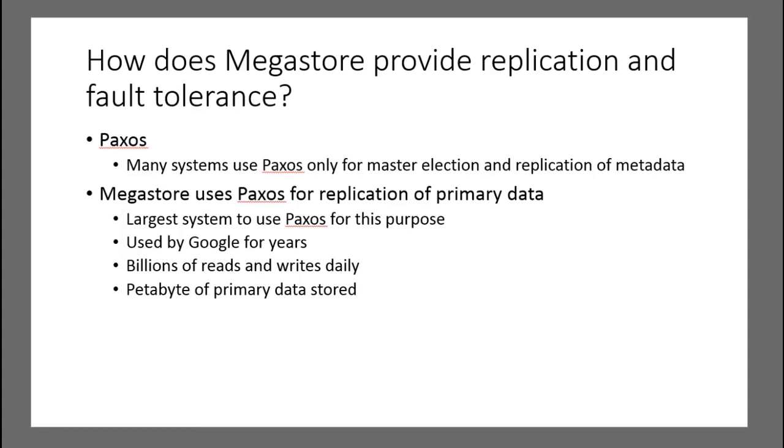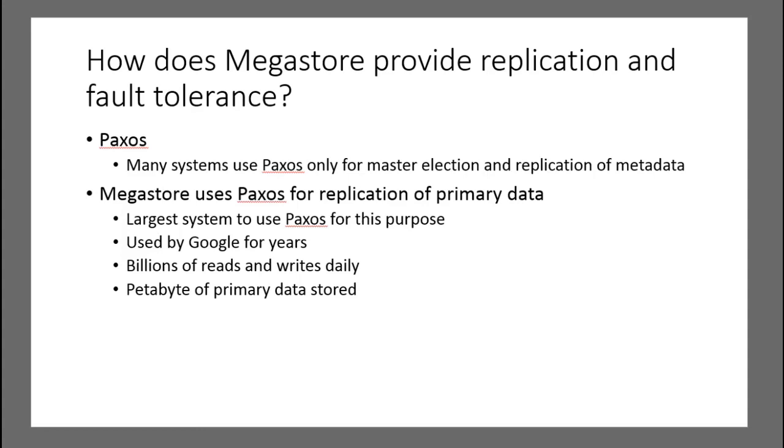Now, according to the writers of this paper, Megastore is the biggest system to ever use Paxos for the replication of primary data. That means they're kind of a trailblazer in this regard. They're doing something that had never really been done before. Why did they choose to use Paxos? Well, Paxos has a lot of advantages. Specifically, Paxos had been used by Google for many years before Megastore was even developed, so Google well understood Paxos and how it worked. Paxos can support large numbers of reads and writes daily, and it can also support petabytes of primary data stored. So because Paxos can support that, Megastore can support that.